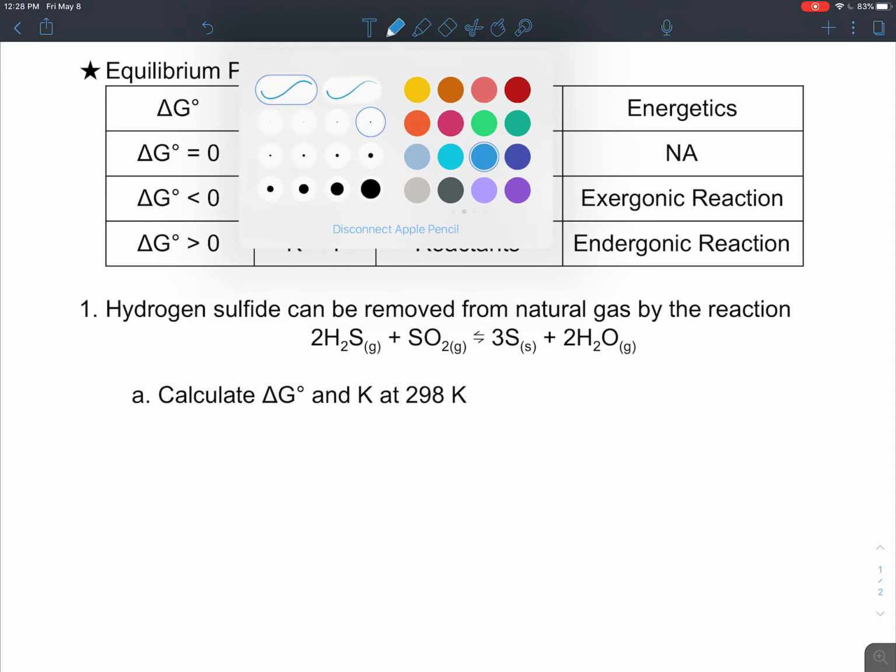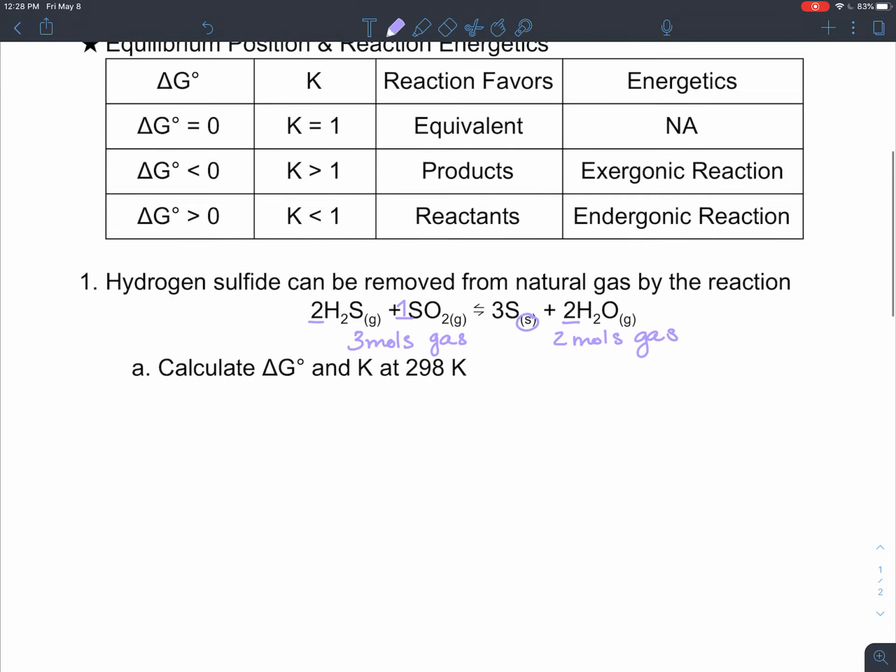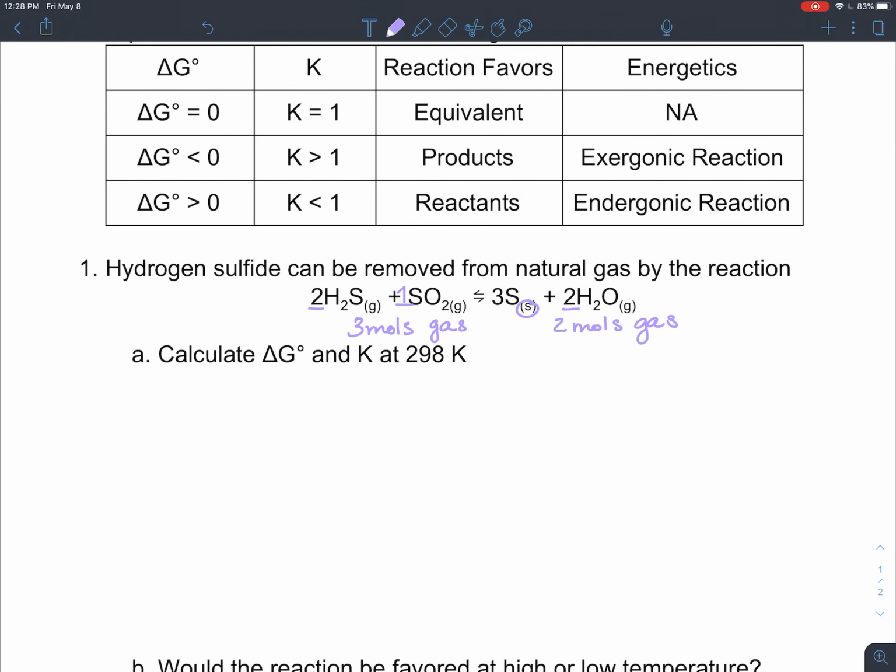So the first thing, I just want to take a look at our equation here and realize that I have 3 moles of total gas on this side, 2 plus the 1 here, and then on the other side, this is a solid, and so we don't have a homogeneous situation, so I only have 2 moles of gas, when we're looking at gases.